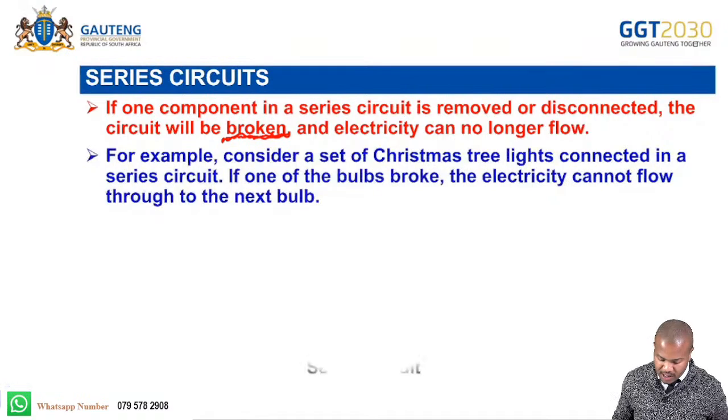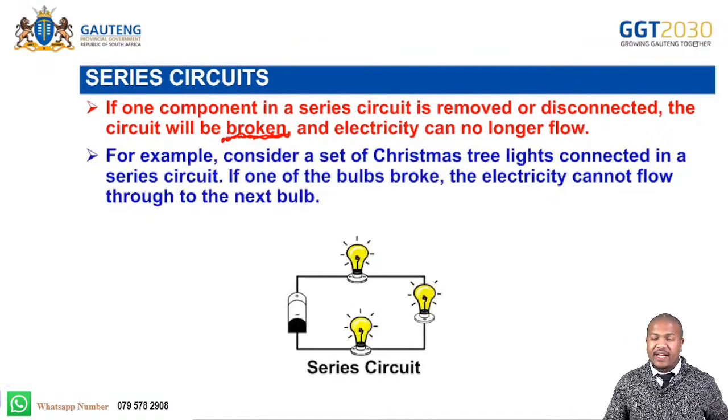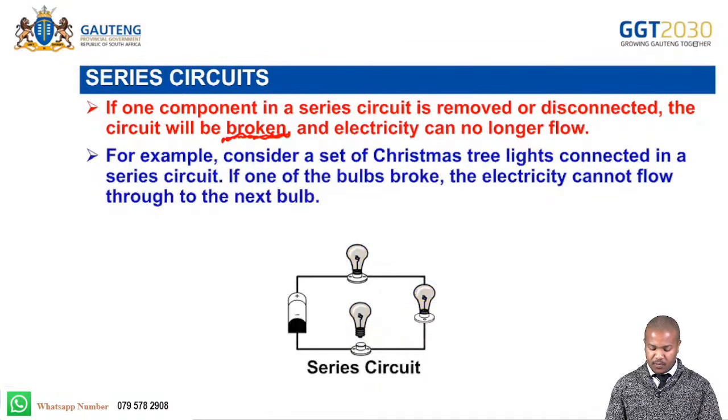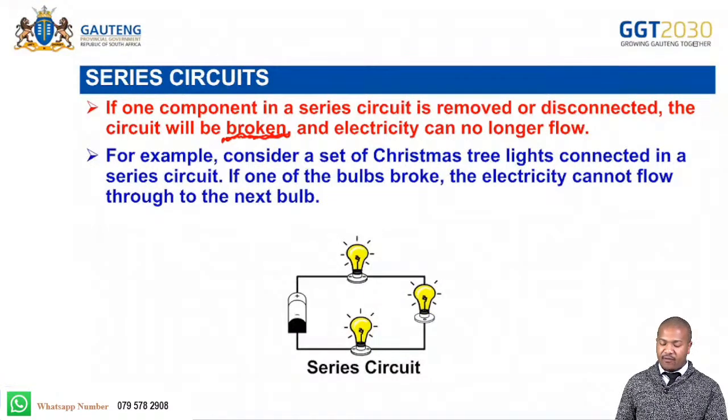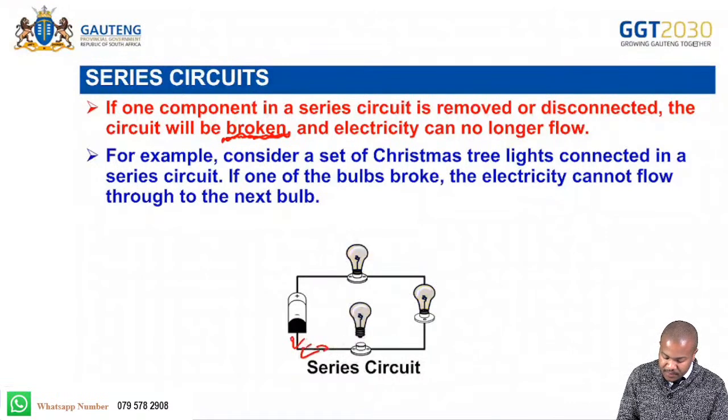Let's look at what we are talking about here. Here we have an example with three light bulbs in this circuit, right? We have our battery, which is our source of energy. Then we have current flowing in the circuit.